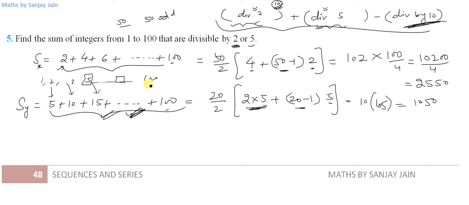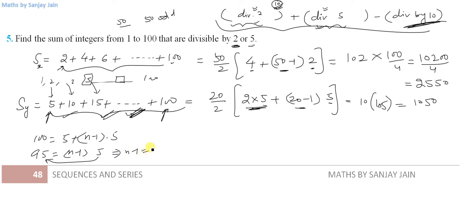If you are not comfortable with this idea, what you can do is you can write this 100 equals first term plus n minus 1 into the common difference, which is 5, and then you will see this is 95 equals n minus 1 into 5, and when you divide this by 5 it will give you 19. So n minus 1 is equal to 19, hence n is equal to 20. This is another way you can think about it.